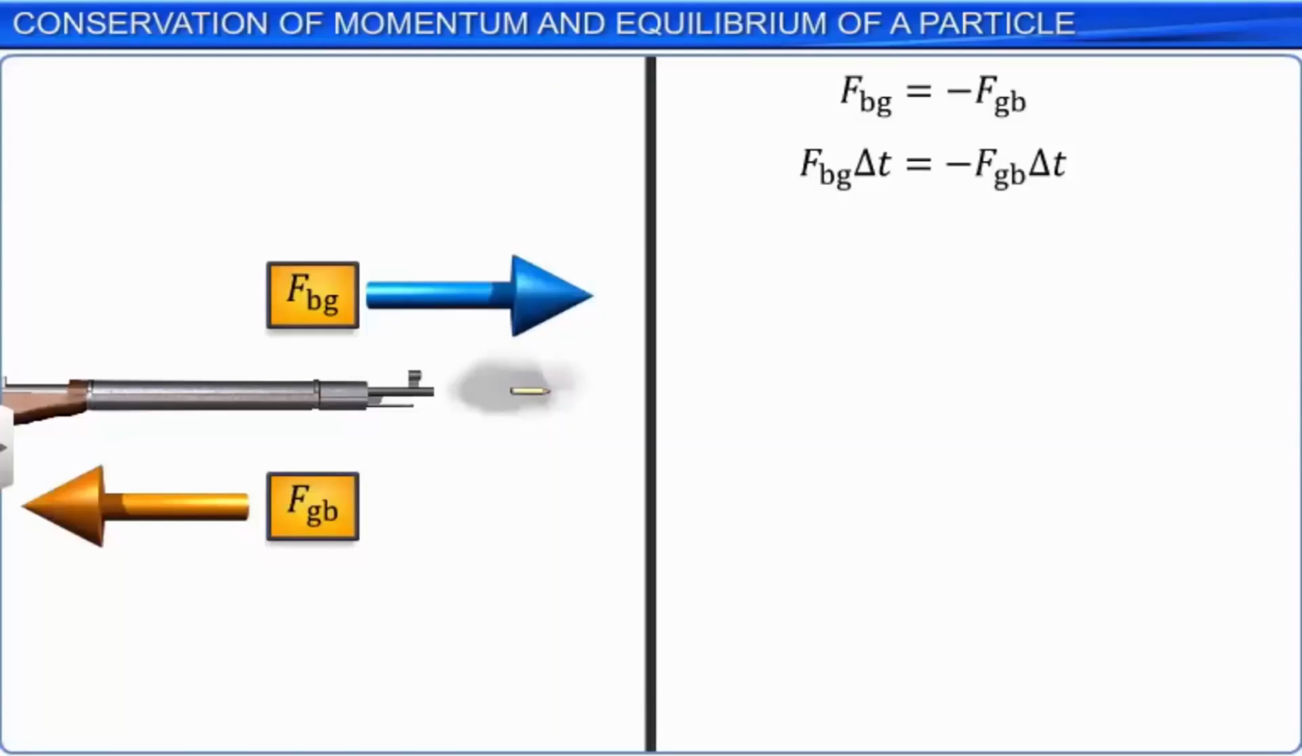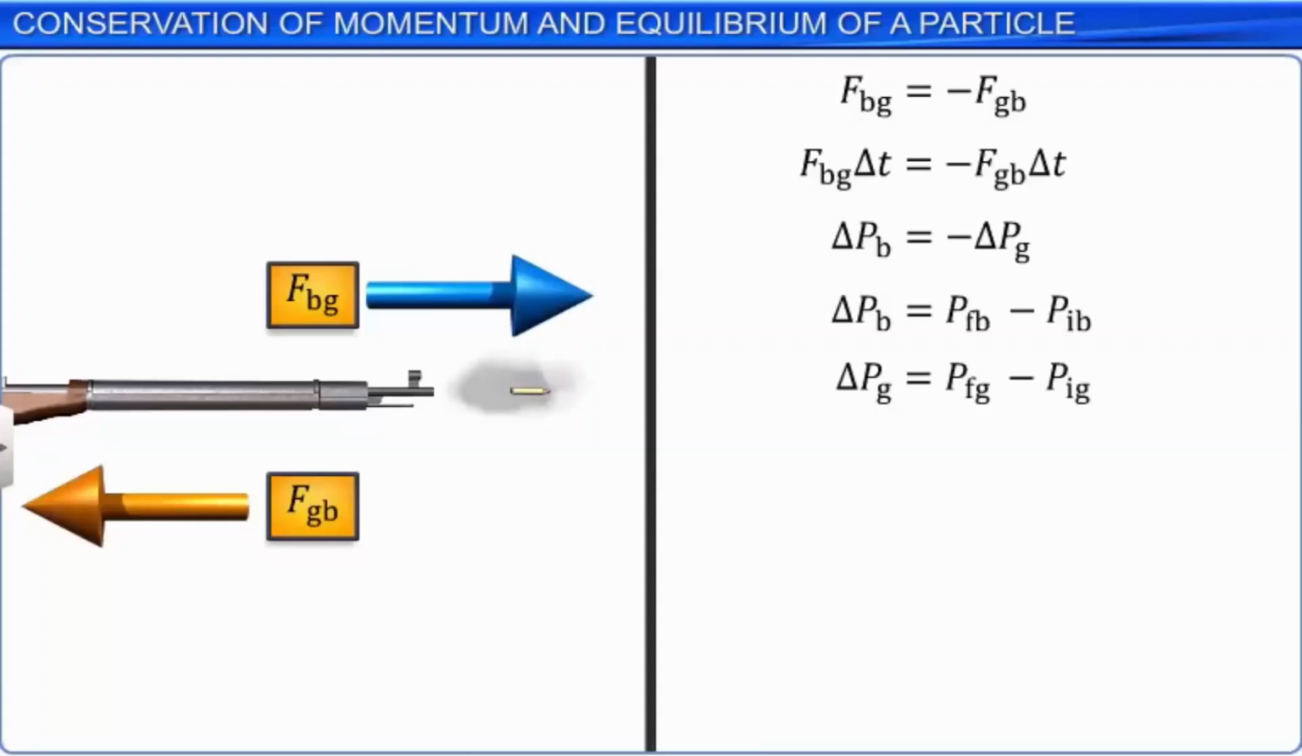From Newton's second law of motion, the product of Fbg and delta t is the change in momentum delta Pb of the bullet. Similarly, the product minus Fgb delta t is equal to the change in momentum delta Pg of the gun. Initially, the gun and the bullet are at rest. Hence, their initial momenta Pig and Pib are zero.